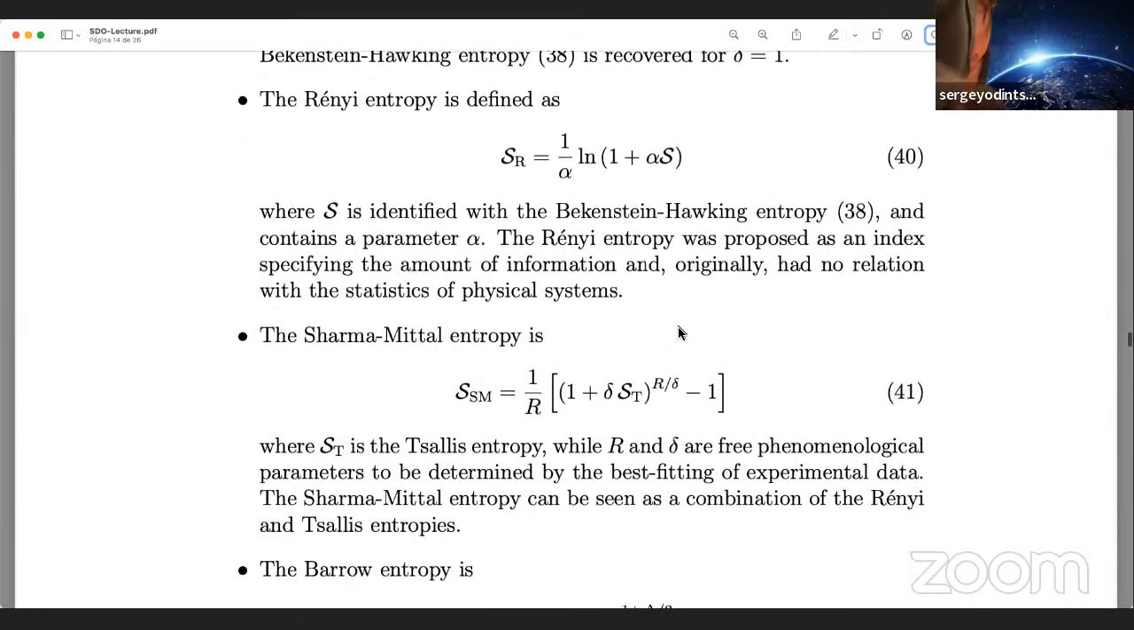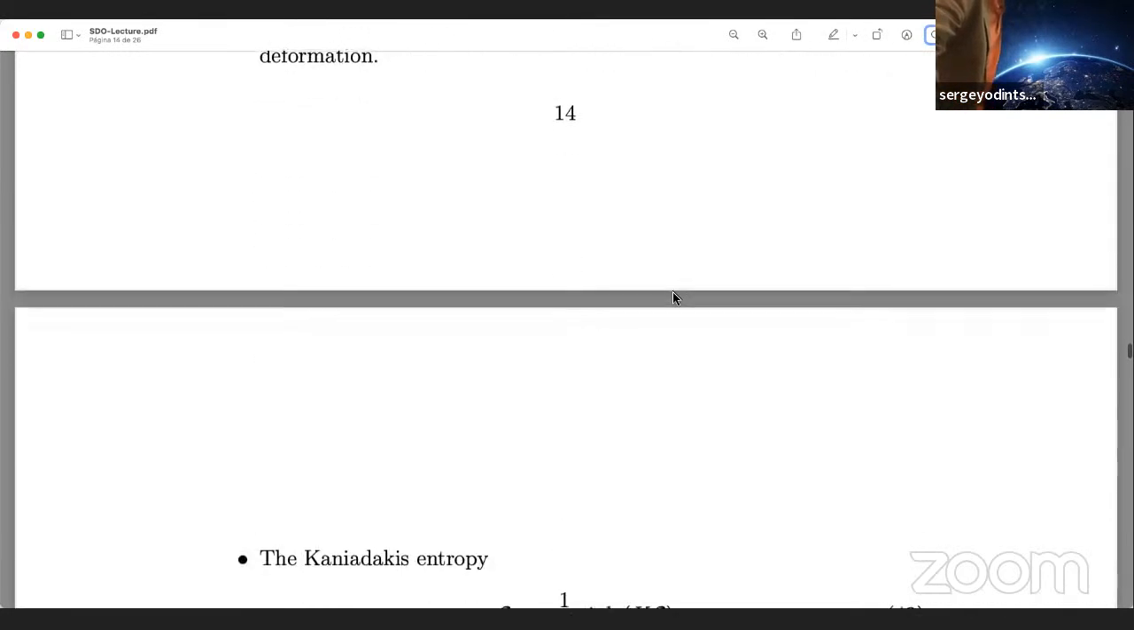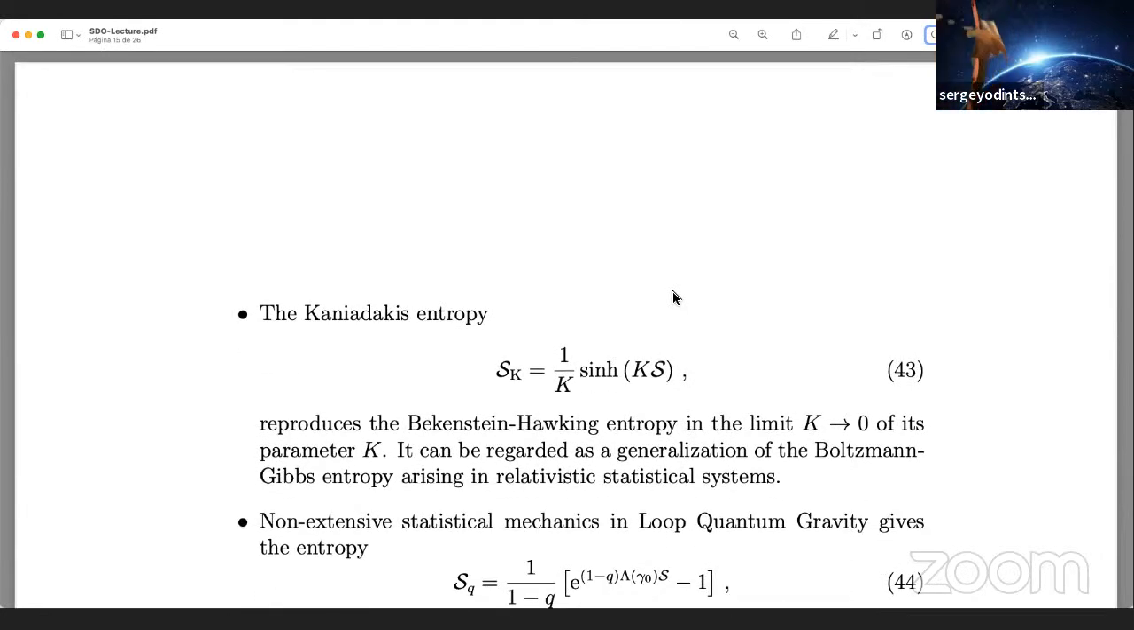We have so-called Sharma-Mittal entropy, which is again one more formula in terms of this Tsallis entropy, where these two parameters are phenomenological parameters, which should be defined by experimental data. Okay, we have so-called Barrow entropy, which may be considered as an example of Tsallis non-extensive entropy, but it was proposed as the entropy to describe quantum gravity. So we have many different entropies, not only in physics, but also, as I said, in information theory, statistical system. Okay.